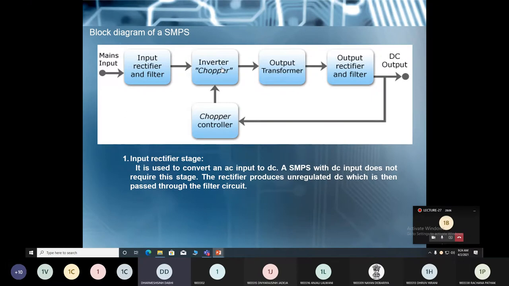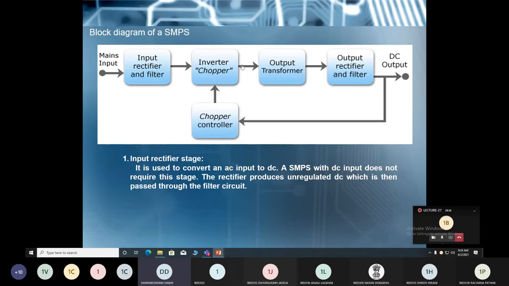Clear? But here you operate this inverter switch at a very high frequency, like 100 kilohertz. So 1 divided by 100 kilohertz is the duration of completion of one cycle. Clear? So the inverter switch is operated at very high frequency. So this converts the DC voltage coming from the rectifier into high frequency AC at the output side of the inverter. Clear my point?